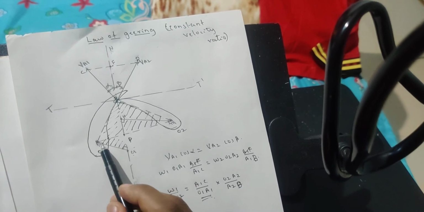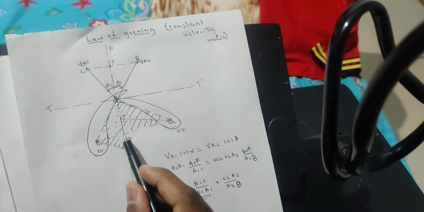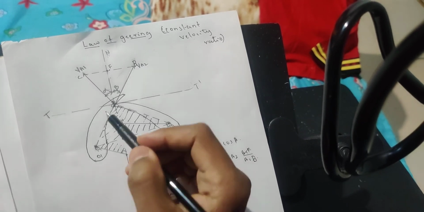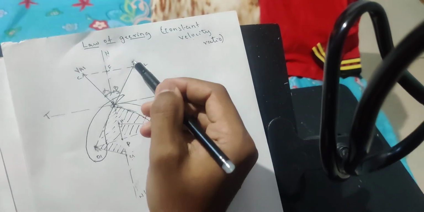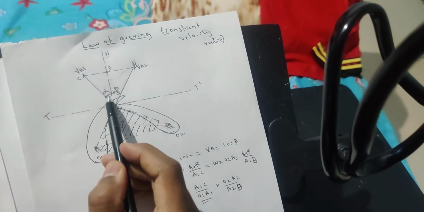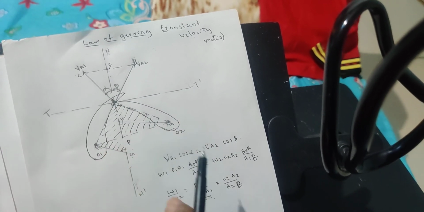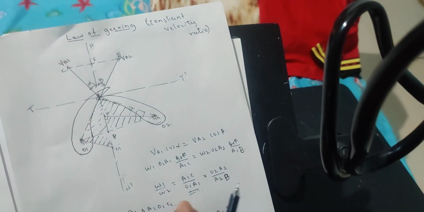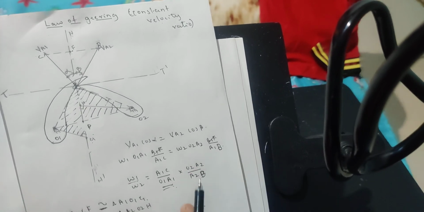Then I drew a line coinciding with the two centers. It cuts this normal at this particular point. This point is called point P. Then I draw the linear velocity of link 1 and linear velocity of link 2, which make an angle alpha and beta with respect to the normal. As this is a common normal for both, I take the cosine components. So VA1 cos alpha is equal to VA2 cos beta.